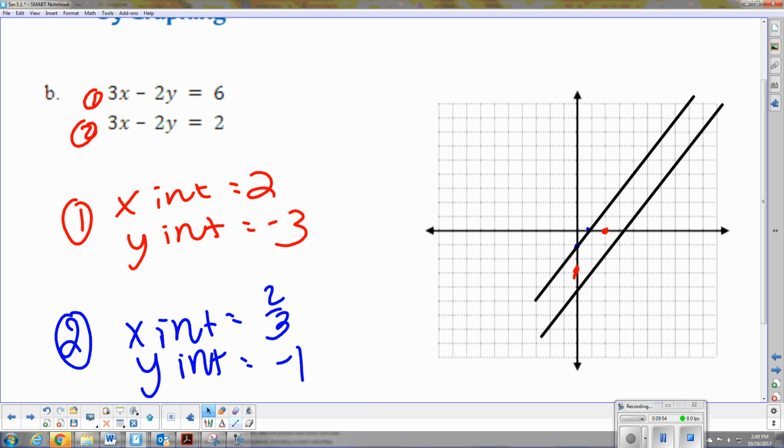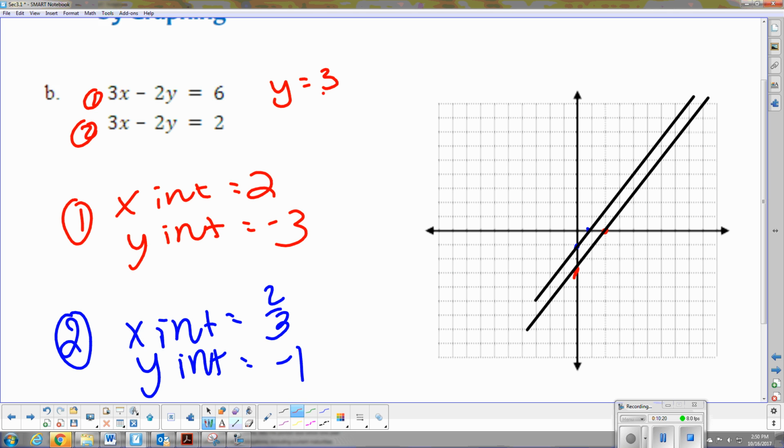Okay, now a good way to double check for no solutions is to put it in slope-intercept form, y equals mx plus b. Did anybody do that? I did. Okay, and what did you get for the first equation? y equals 3 halves x minus 3. And then for the second equation? y equals 3 halves x minus 1.